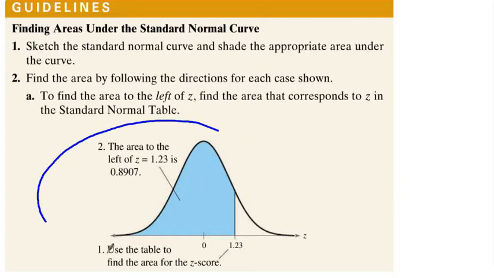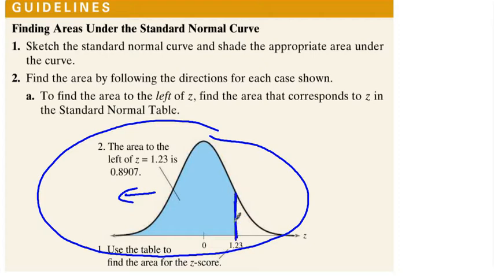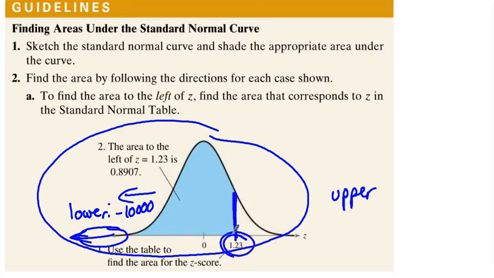First, you could have something like this: all the area going to the left of some boundary point. When that's the case, your lower boundary is going to be negative 10,000. That's what you put in the calculator. Really it's negative infinity because this goes on forever. Your upper boundary is just whatever that z-score is, in this case 1.23. So that's what you put in the calculator if you're dealing with area to the left.